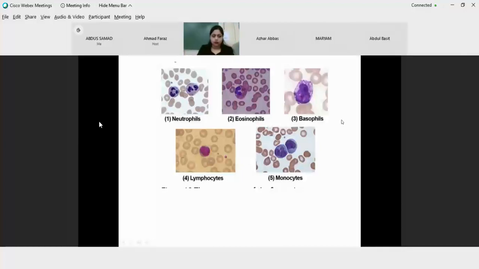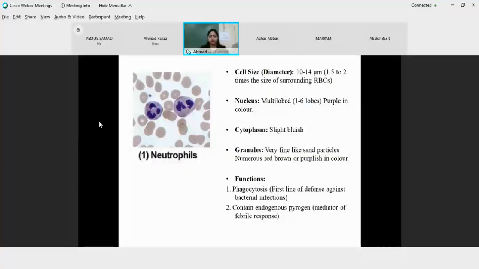Okay. So now I'm continuing the class. Am I audible? Am I audible? No? Okay, good. So I'm taking the cells one by one now. Can you see these neutrophils? Can you see these slides?